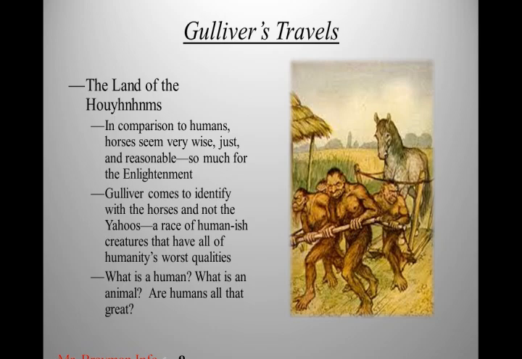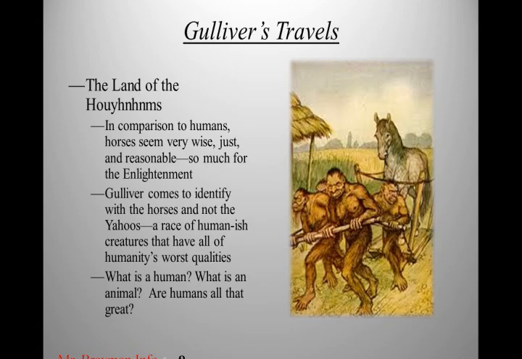And eventually Gulliver comes to identify with the horses and not the Yahoos, who are a race of humanish creatures who have all of humanity's worst qualities. They're violent, promiscuous, greedy, gluttonous, they're just filthy. I mean, the Yahoos are everything that is bad about human beings. And Swift uses this as an opportunity to ask us questions about what a human really is, and what an animal is, and if human beings are really all that great.